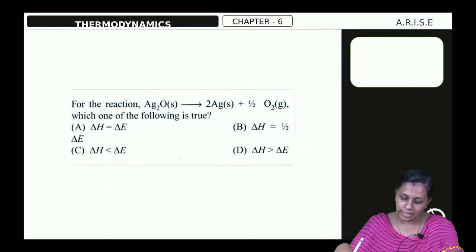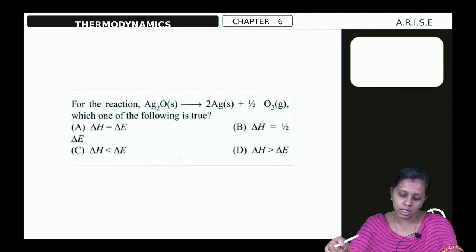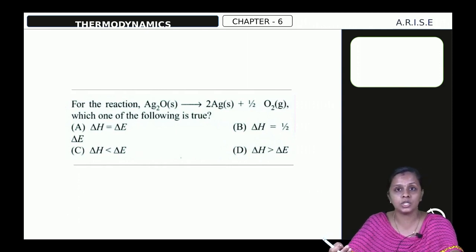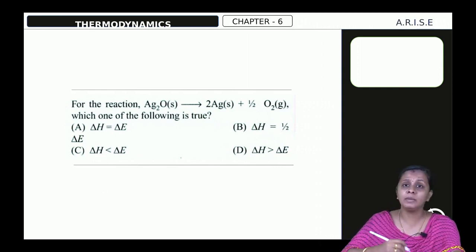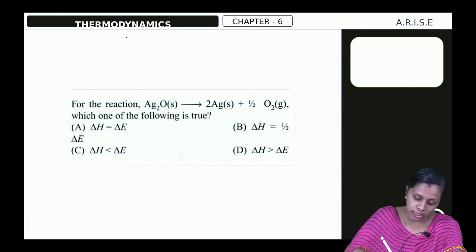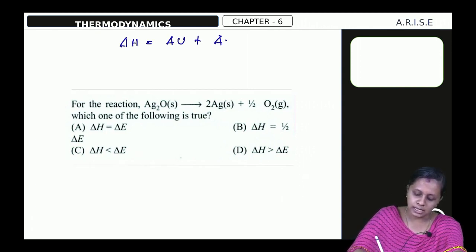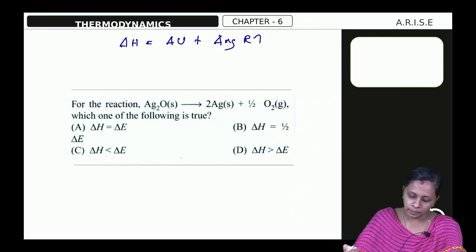Now moving on to the next question. For the reaction Ag2O solid giving 2 Ag solid plus half O2, which one of the following is true? So this is also a reaction which is involving gaseous product. There is no gaseous reactant here. So the same equation we have to use here. What is the equation? Delta H is equal to delta U plus delta Ng RT.